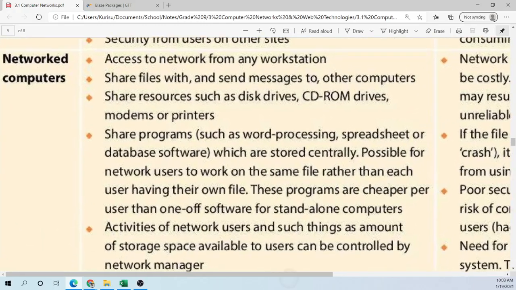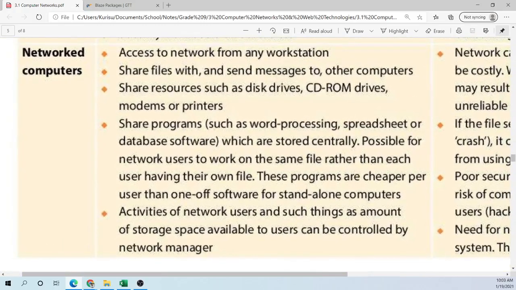So let's look at the advantages now of a network computer. Let's have Anthony. Yes, sir.